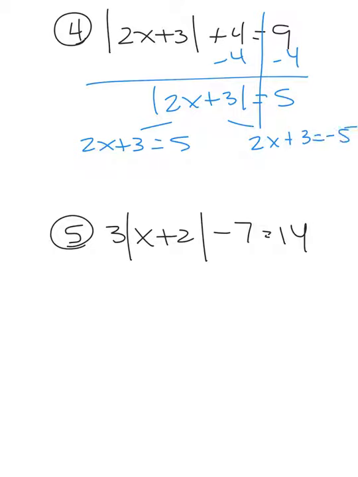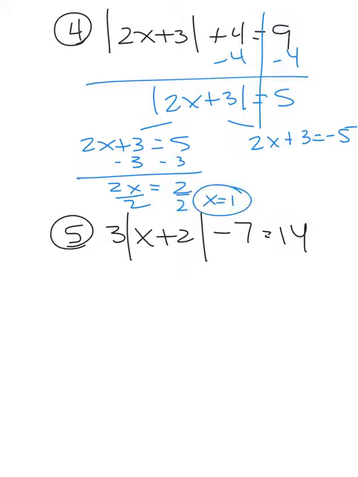So I'll solve. So again, in my first equation, bring 3 to the other side, and I have 2x is equal to 2, divide both sides by 2, and x is equal to 1. So that's one value. My other equation, I'm going to subtract 3 from both sides, and I have 2x is equal to -8, so x is equal to -4. So both of those answers are correct.